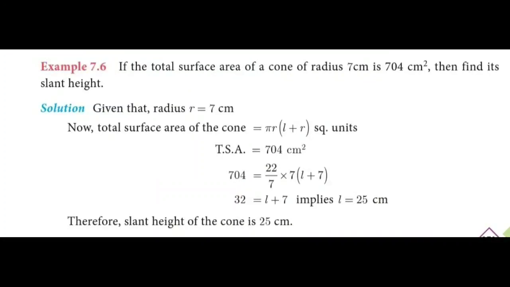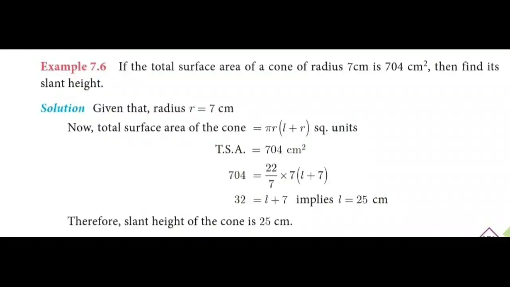Example 7.6. If the total surface area of a cone of radius 7 cm is 704 cm square, then find its slant height. Given total surface area of the cone is equal to 704 cm squared and radius is equal to 7 cm. We know the formula. Total surface area of the cone is equal to pi r into (L plus r) square units.